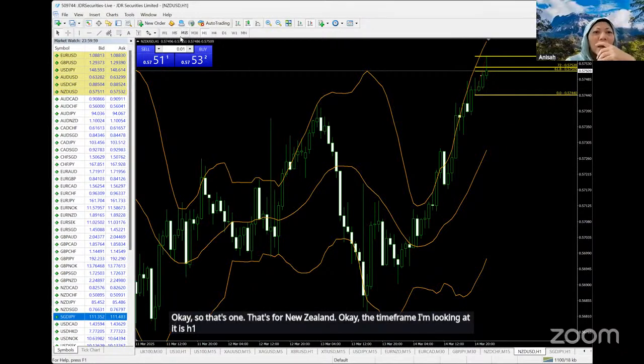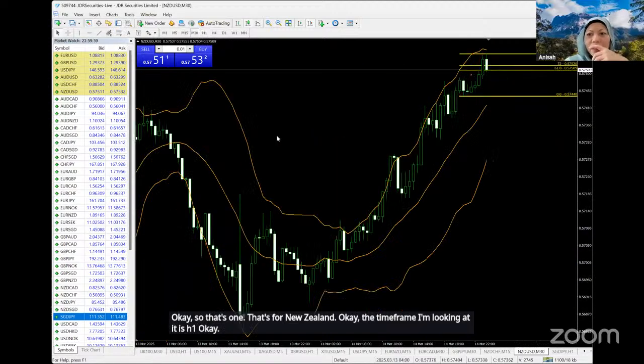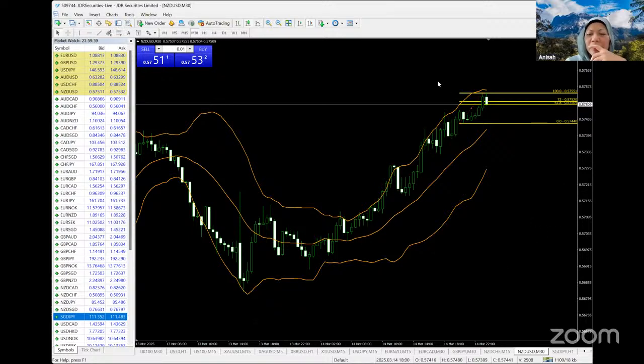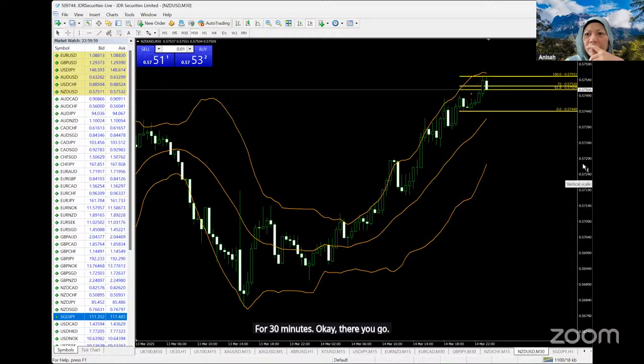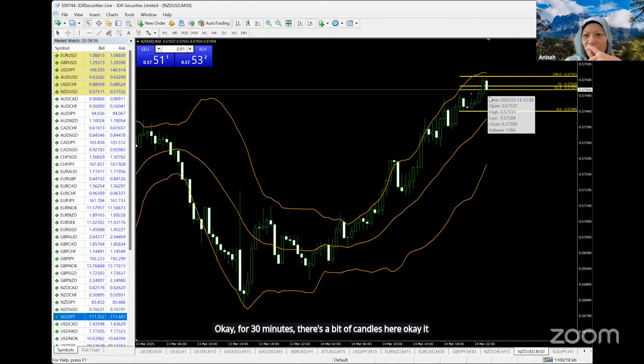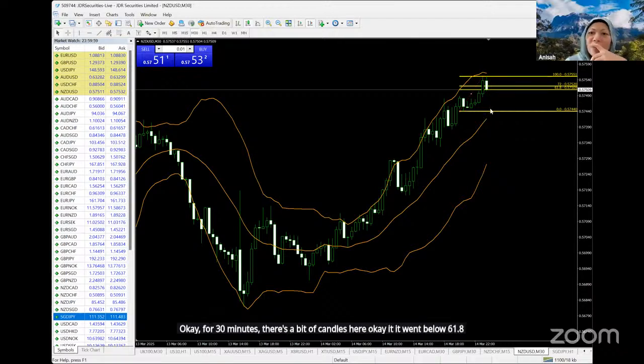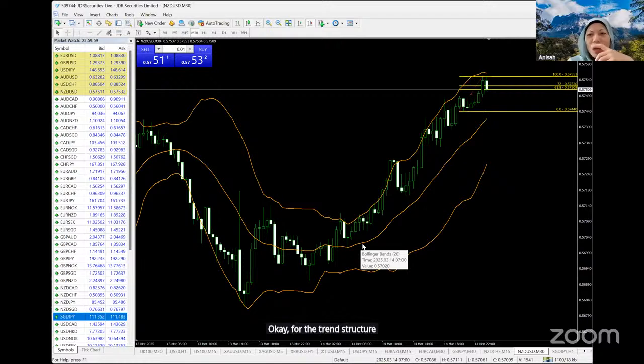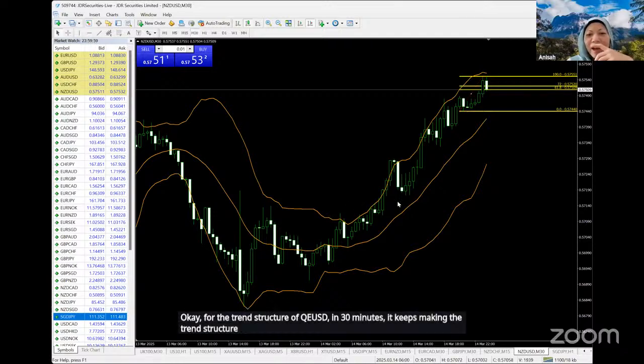Okay, for 30 minutes, there's a bit of candles here. It went below 61.8, so now we wait for a retrace. A quick retrace here. For the trend structure of Kiwi USD in 30 minutes, the structure of higher highs and higher lows is still intact.